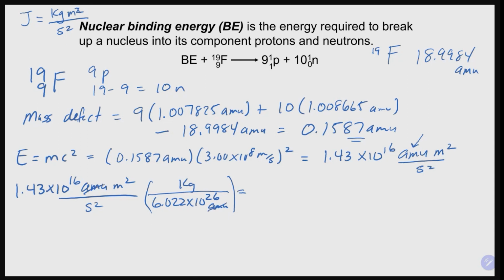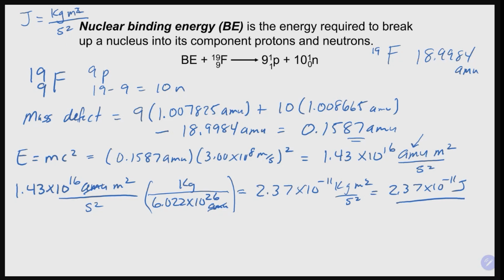And if we do that, we will end up with 2.37 times 10 to the minus 11. And that would be kilograms meter squared per second squared, which is the same thing as a joule. Any questions first off on that there?